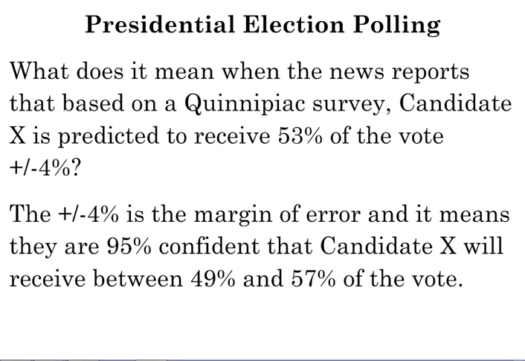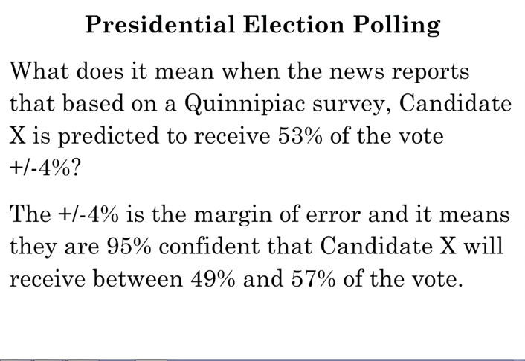...is with presidential elections and polling. So have you ever been watching the news and the news reporter says something about a Quinnipiac survey and they say that candidate X is predicted to receive 53% of the vote? You're thinking, great, okay, candidate X is going to win. They're going to get 53% of the vote. But then there's this little fine print at the bottom that says plus or minus 4%. Well, that plus or minus 4% is what we call the margin of error.